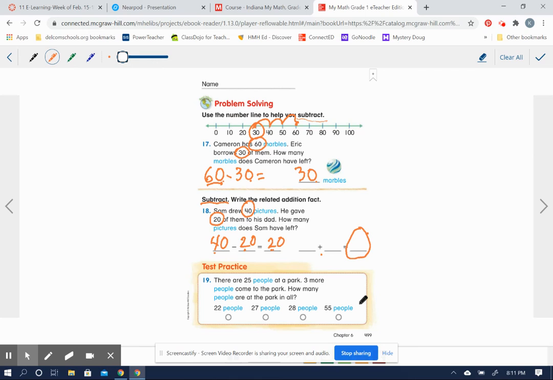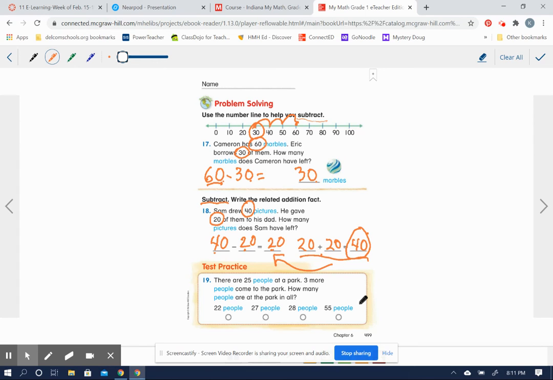So we have to have the biggest number to equal our addition sentence. Which of these numbers is the biggest number? 40, 20, or 20? Yeah, 40. So 40 has to go down here. So if 40 is the whole, what are the parts? Yes, 20 and 20. 20 plus 20 equals 40. That's the related addition sentence that goes with that subtraction problem.